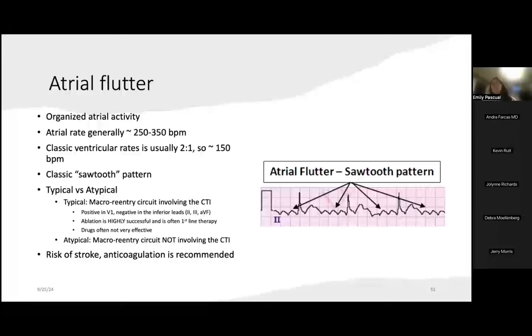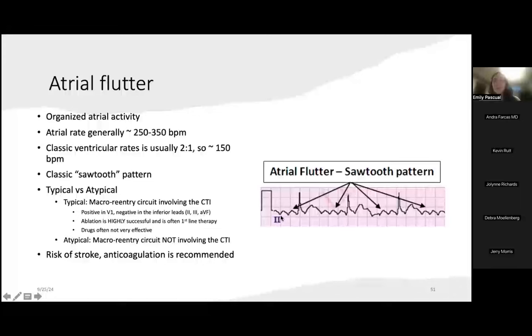As I mentioned to you, the AV node has a refractory period. So not every atrial beat is going to conduct down to the ventricle. The ventricles can't beat 350 beats per minute. If they are, that's not a good thing. So generally you'll see a pattern of 2 to 1, meaning that if the atrial rate's 250 or 300, you'll see a ventricular rate of around 150.